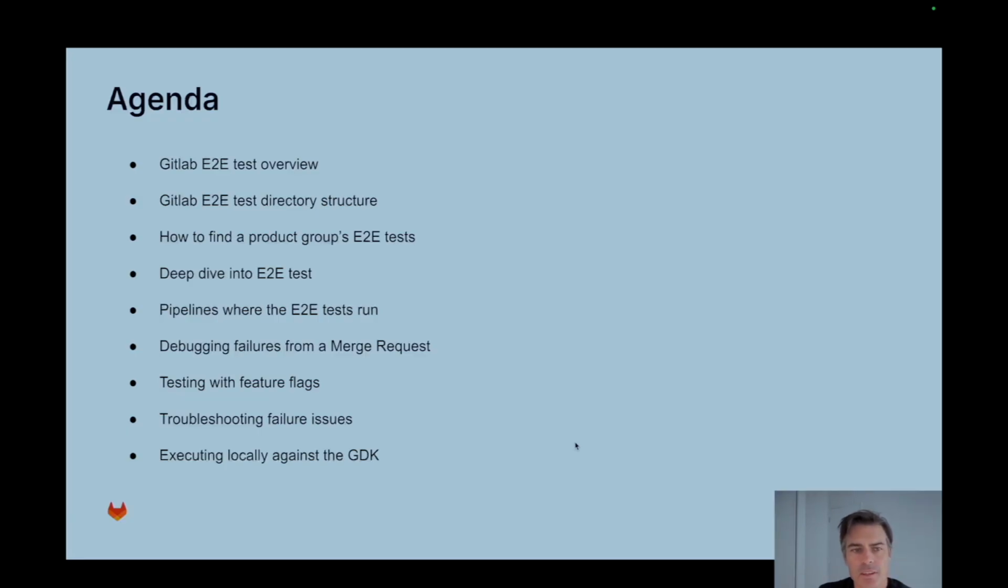tests run. We'll debug a failure from a merge request, and then I'll give you an overview of how feature flags work with the tests. We'll then troubleshoot a failure issue and then execute the test locally against your GDK.